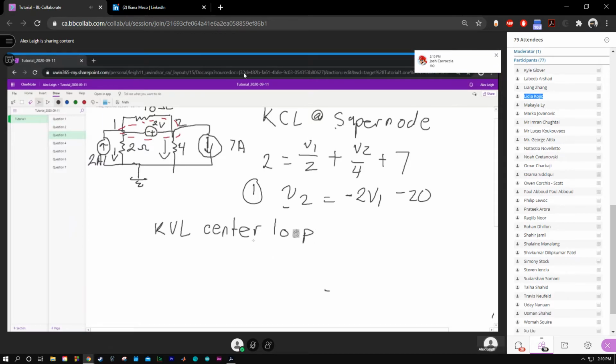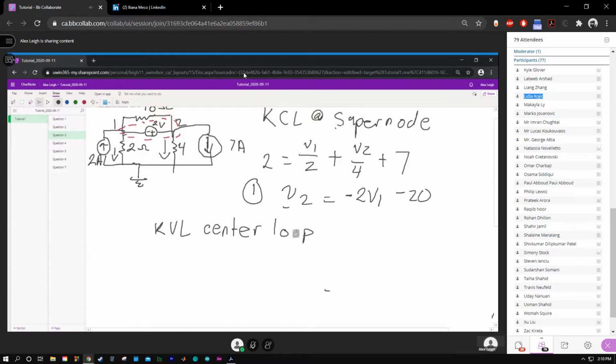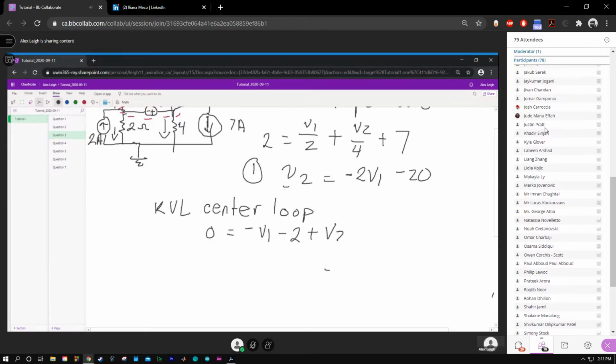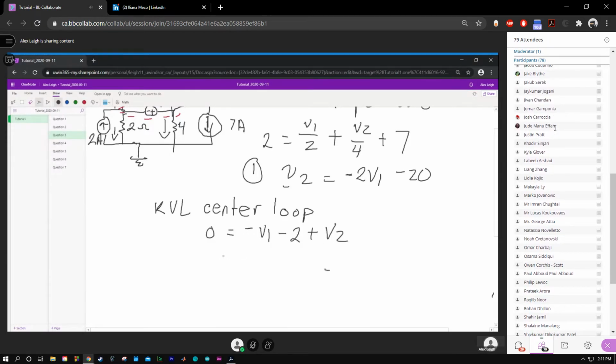So what we're going to do is, if we're going in a clockwise direction, that means we are going in opposition to the current flow that we've defined for V1. That means V1 is negative in our loop. So we say 0 is the sum. Negative V1, because we're going in opposition to the current flow that we've defined for V1. It's also negative 2 because if we go clockwise, we're entering the negative terminal of the voltage source. So minus 2. But we're following the direction that we've defined for V2, so it's going to be positive V2. Okay? And what does that tell us?